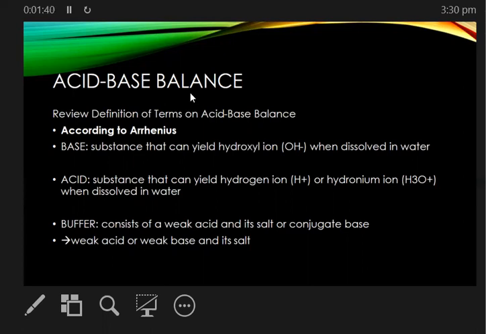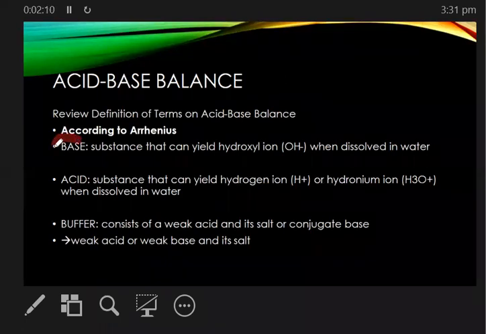So according to Arrhenius, this was actually asked already in the board exam, January 2021, if I'm not mistaken, or March 2021. Basically in 2021, this question was asked. A substance that can yield hydroxyl ions when dissolved in water. So do not forget, that's your base.